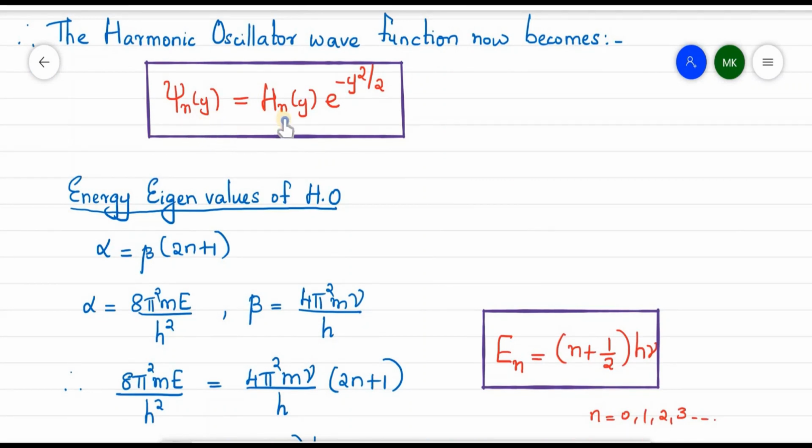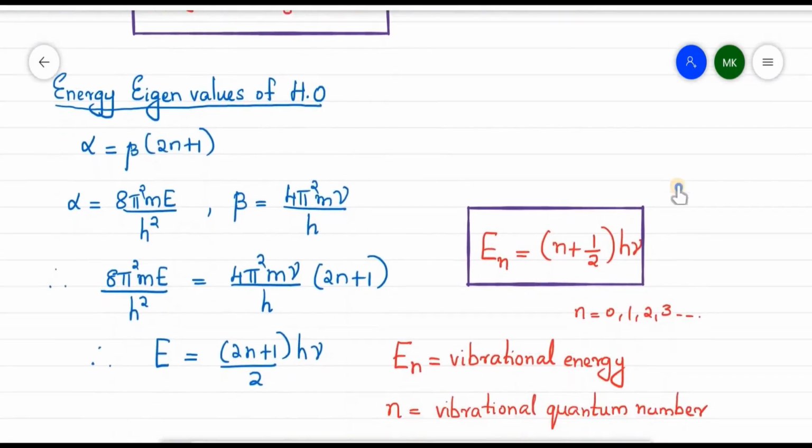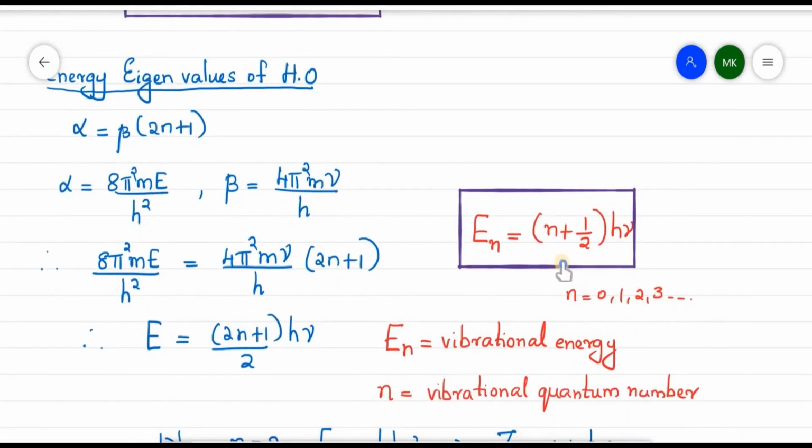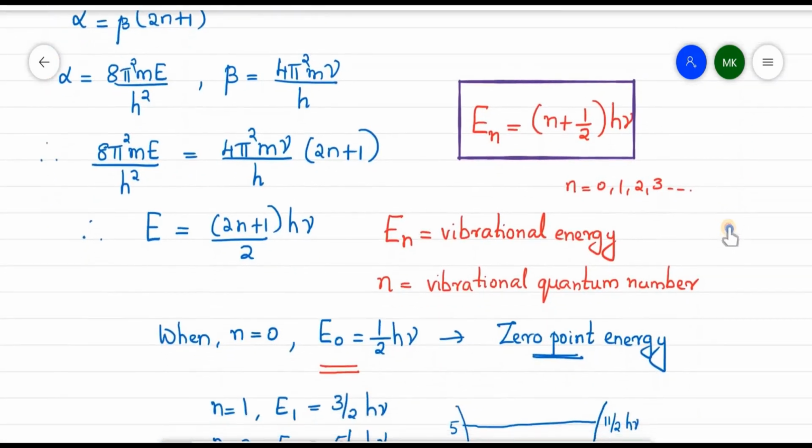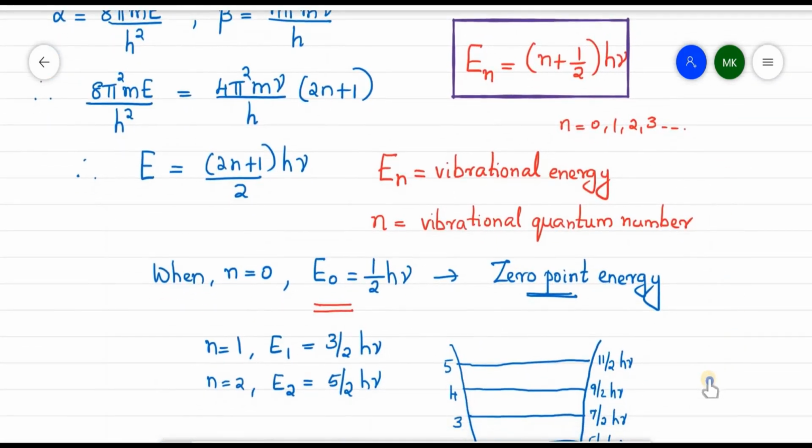So we have obtained the harmonic oscillator eigenfunction, that is the wave function, as xi n of y equals Hn of y e raised to minus y square by 2, where Hn is the Hermite polynomial, and the energy eigenvalue is given by En equals n plus half into h nu, where n is the vibrational quantum number, h is the Planck's constant, and nu is the frequency of oscillation. En is known as the vibrational energy.